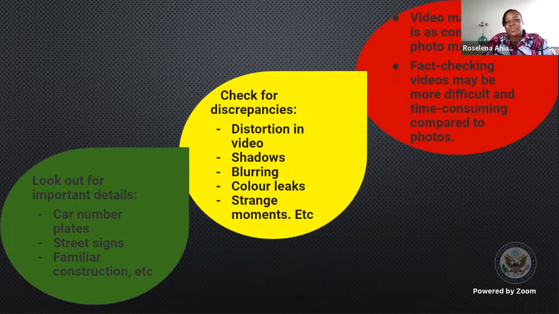And then look out for details within the video that can help you locate it or identify where the video was taken. So for instance, construction. Architecture is of good help. If you're able to identify a building, you can then run a search in a search engine to find out where the architecture or the construction is located. You may also use number plates to find out where a video or an image was taken. And street signs are also helpful.